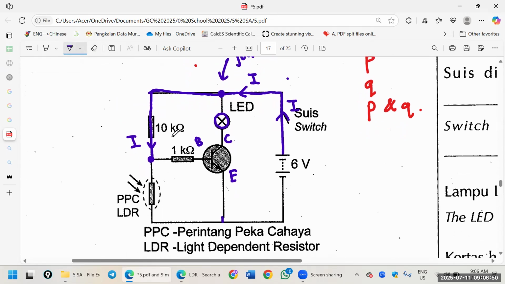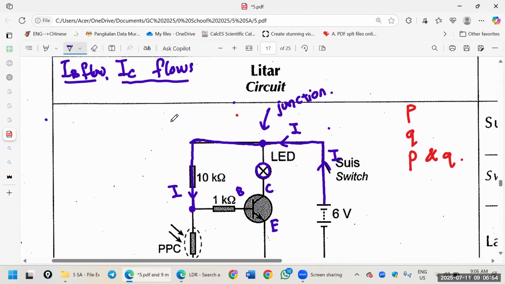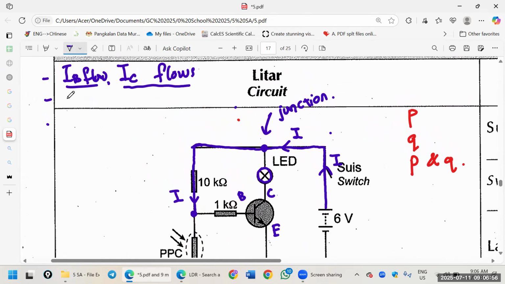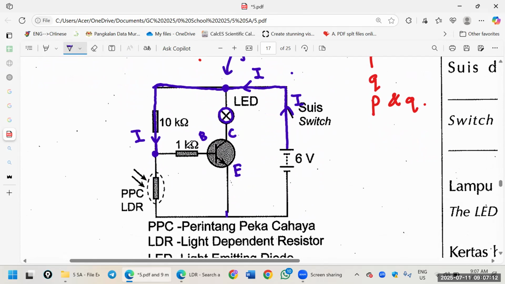One of the characteristics of current is that it always wants to go an easier way. Easier way means low resistance way. Now this one is 1 kilo ohm. This one is the LDR.